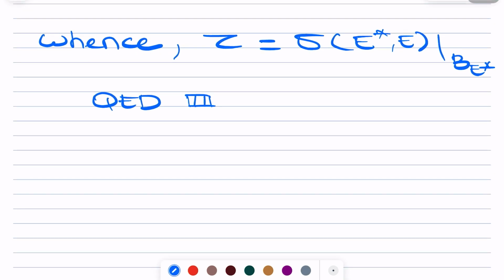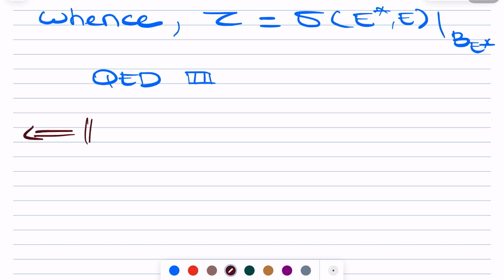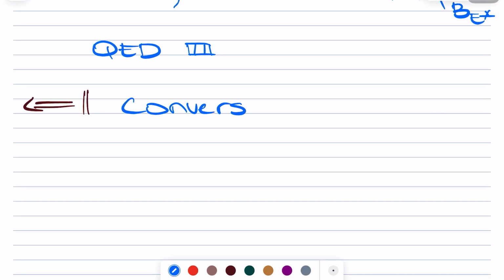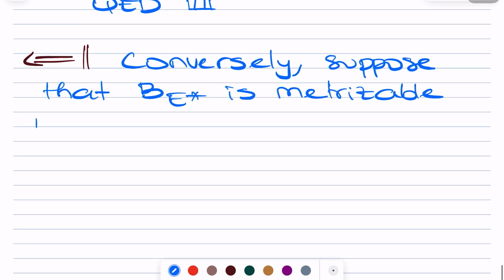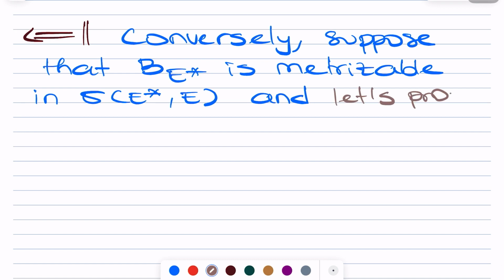Okay, now let's try to prove the reverse implication, because we saw that the converse is also true. So conversely, now suppose that the closed unit ball in E star is metrizable, right, in the weak star topology sigma(E star, E). And now let's prove that E is separable.